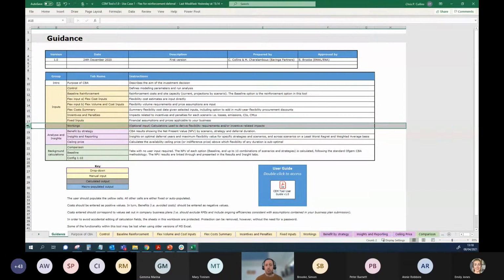There's a place to put down some workings. So these aren't pre-populated. This is where assumptions are being made. This is where a record can be kept. And that's it in terms of the inputs. And then in terms of the outputs, you have a series of benefits and then some additional insights and reporting to help the DNOs think through what the tool is saying, and particularly how to make a decision under the uncertainty of what the future looks like. And that will make more sense when we go through it.